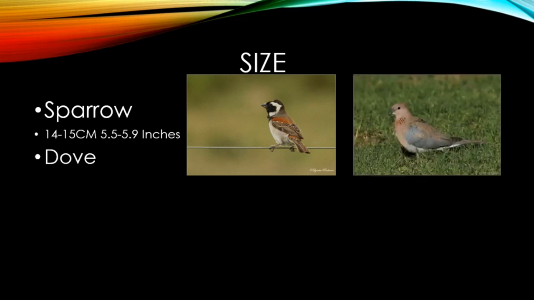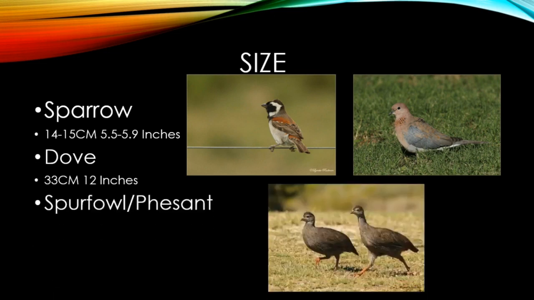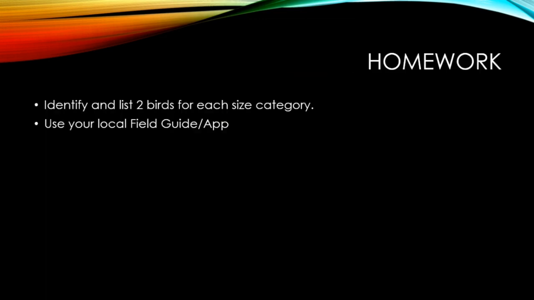So those are the smaller ones. Medium-sized birds, things like a dove, they're normally up to about 30 centimeters, 33 centimeters, about 12 inches in length. And then there'll be large birds. So those would be things like a spurfowl or a pheasant, guinea fowl, a big eagle, the larger birds, an ostrich. And that normally starts off at around about 50 centimeters or about 20 inches in length.